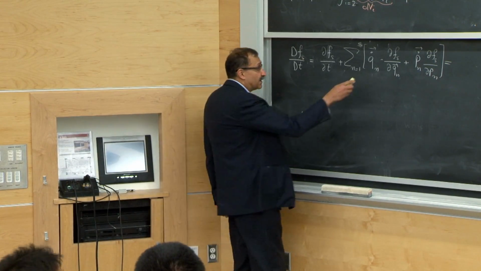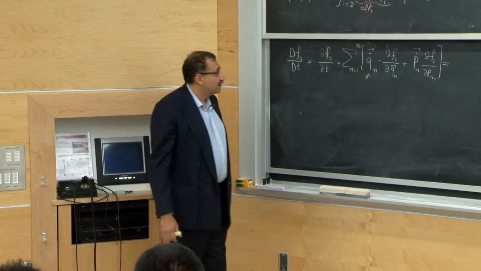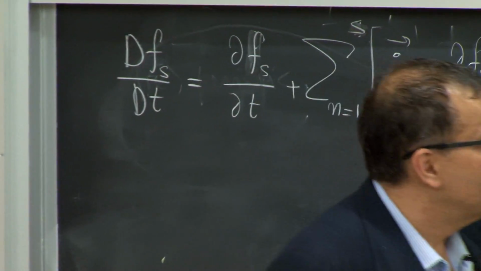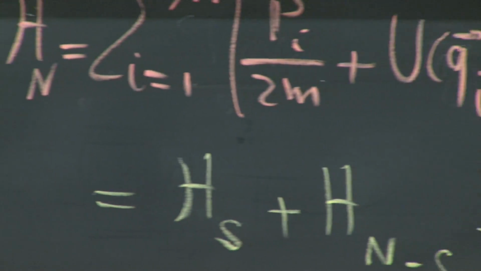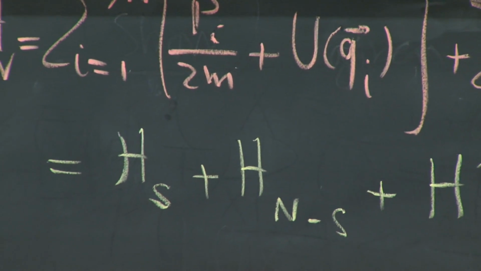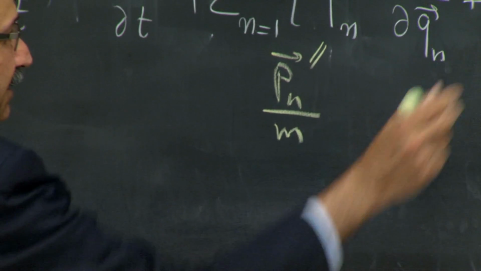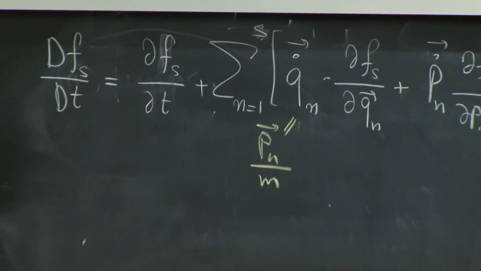Now, qn dot, I know, is simply dH by dpn. dH by dpn, I have from this formula over here, is simply pn divided by m. It's the velocity, momentum divided by mass. This is the velocity of the particle. Pn dot, the rate of change of momentum, is the force that is acting on the particle.